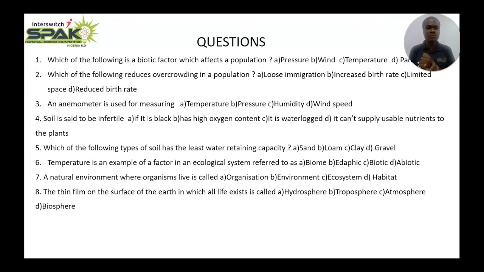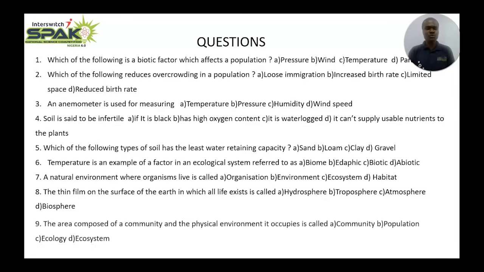So a natural environment where an organism lives is called habitat. The thin film on the surface of the earth in which all life exists is called dash. A, hydrosphere, that's the water part of the biosphere. Troposphere, no. Atmosphere, that's air, the gaseous part. Biosphere, of course, is a portion of the earth that supports life. So the thin film on the surface of the earth where life can exist is called biosphere.